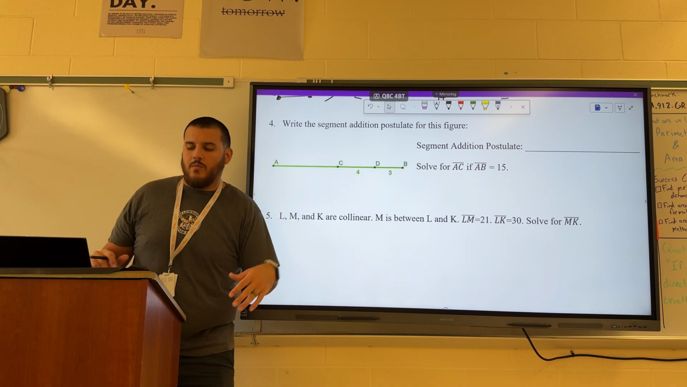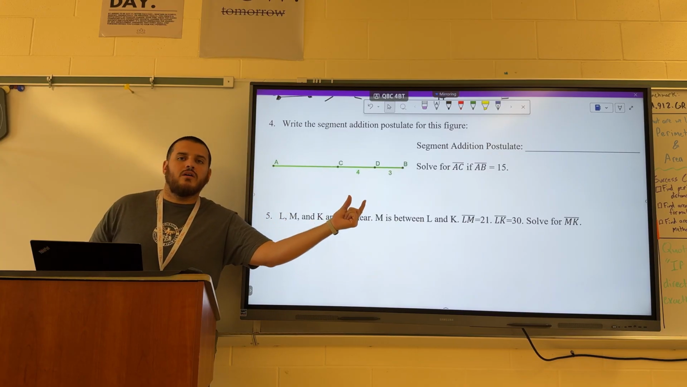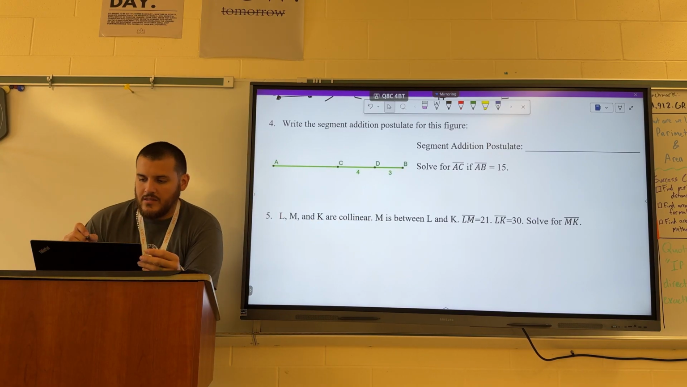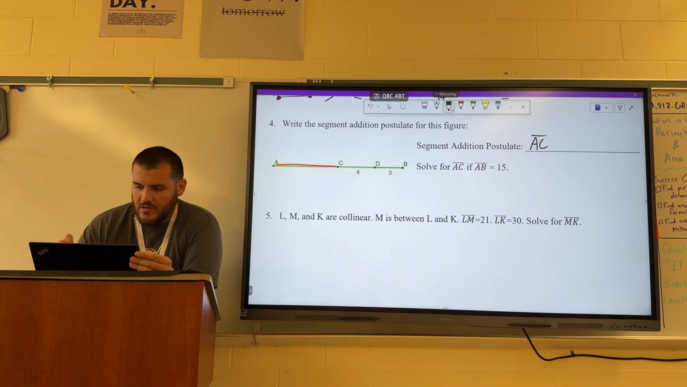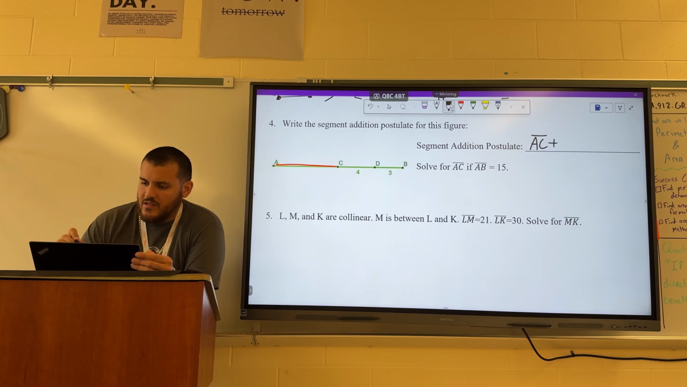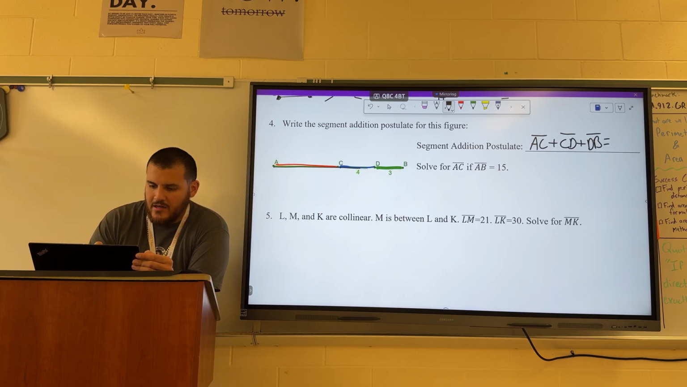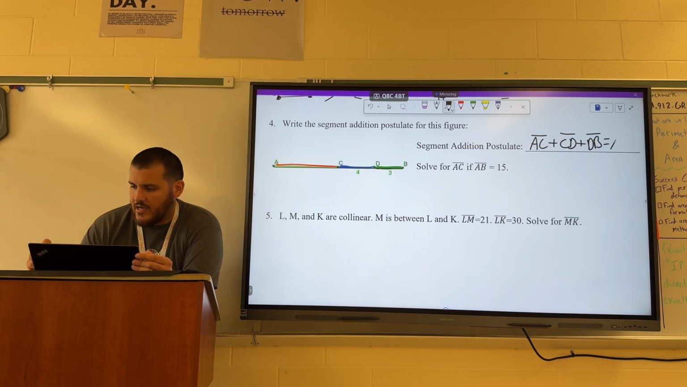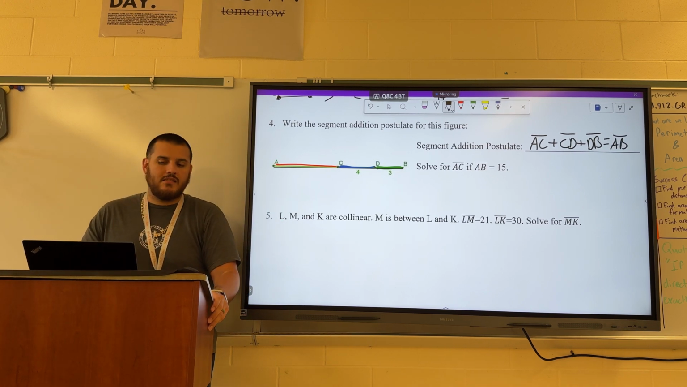So ignore numbers for a moment. Remember, the segment addition postulate is just adding together all the little parts to create a larger segment. So in this example, we have this little part, AC. So my postulate would start with AC. That would be added to this next little part, CD. That would be added to our next little part, DB. And when I combine all of those together, that gives me the entire segment from end to end, which is segment AB. So that is the segment addition postulate for this example, right?